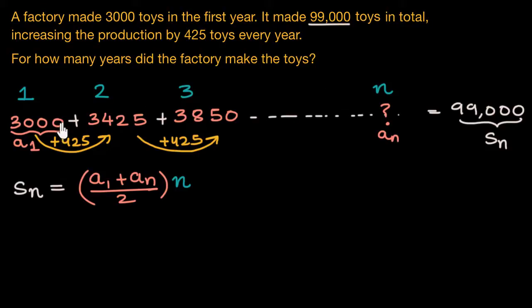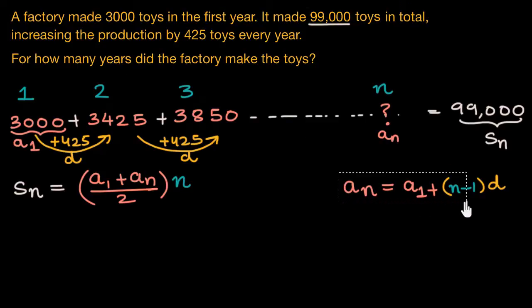So in the sequence, every other term is d more than its previous term. In other words, if I have to get to my second term, I'll add this d once to my first term. If I have to get to my third term, I'll add d twice to my first term. And if I have to get to my nth term, I'll have to add d n minus 1 times to my first term, which is a1. So any nth term in an AP is always the first term plus n minus 1 times the common difference.